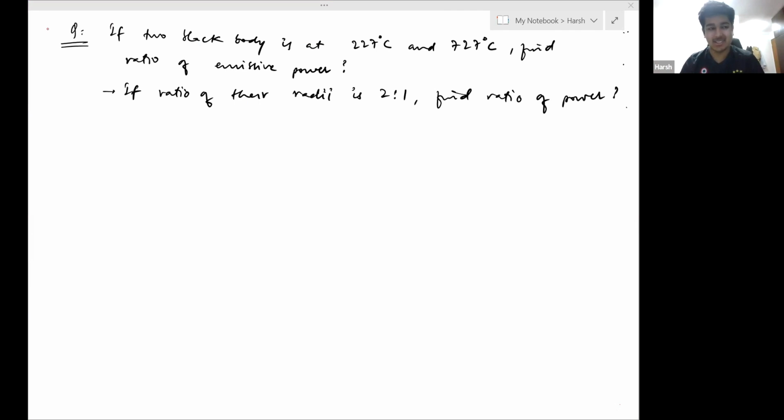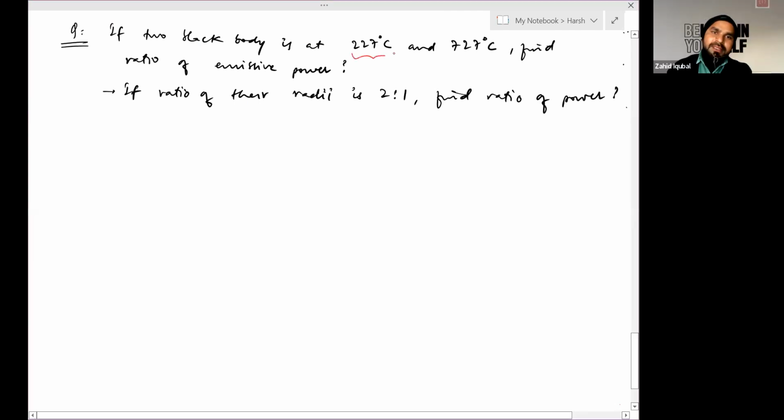That's what I'm asking. Just convert this particular temperature into Kelvin. So at first part, you will get 273 plus 227, so it will be 500 Kelvin. Is it clear? 500 and the other is 1000 Kelvin.